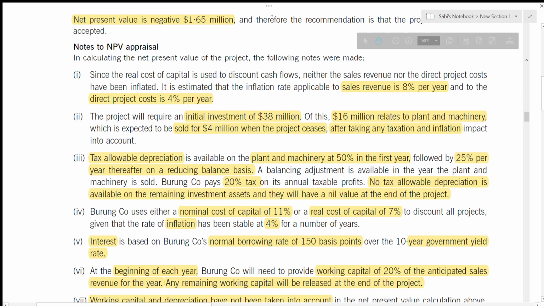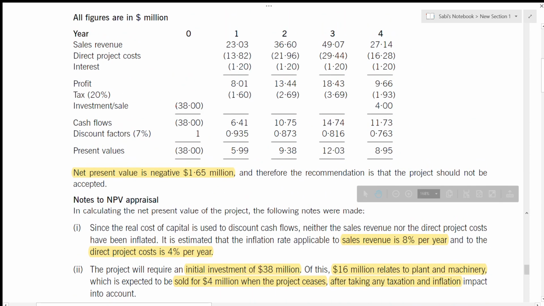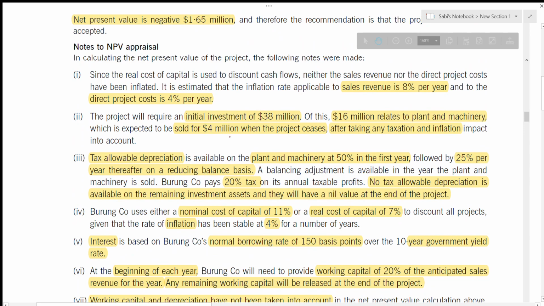Okay. Next, the project will require an initial investment of 38 million. Exactly, right? It's given here, 38 million. But out of that initial investment, 16 million relates to plant and machinery, which is expected to be sold for 4 million when the project ceases. That means the end of the year. Project ceases means the end of the fourth year in this case, because it is a 4-year project.